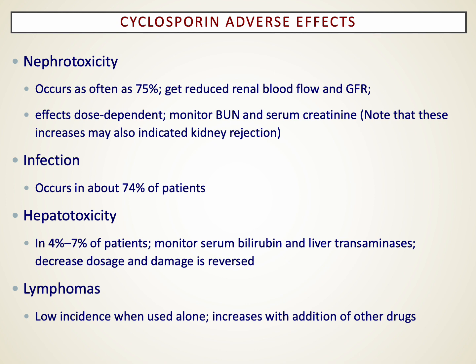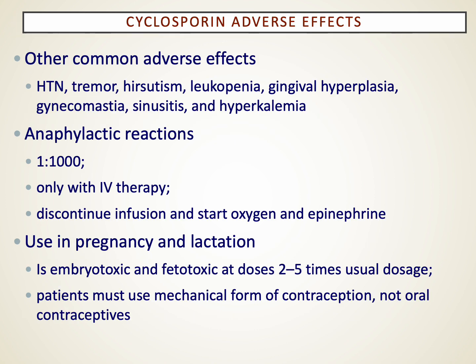Always worried about infection risks for folks on any of these immunosuppressant agents. Cyclosporin has a low but real risk for hepatotoxicity, and as we alluded to, with any of the immunosuppressants you think about lymphoma risk. Not huge, but because we're suppressing immunity, we're increasing risk for things like lymphomas. Other adverse effects are listed here. Anaphylactic reactions are pretty rare, but they can happen. We are cautious and try not to use these agents in pregnancy.